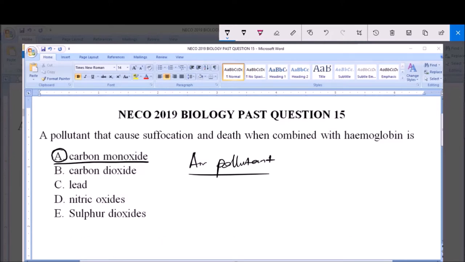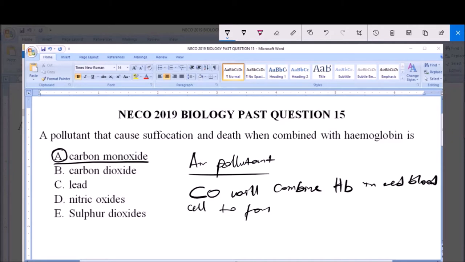gas. Now, carbon monoxide being a poisonous gas, that is CO, when inhaled, will combine with hemoglobin present in the red blood cell. Let me term the hemoglobin HB in red blood cell. It combines with hemoglobin in the red blood cell to form carboxyhemoglobin.